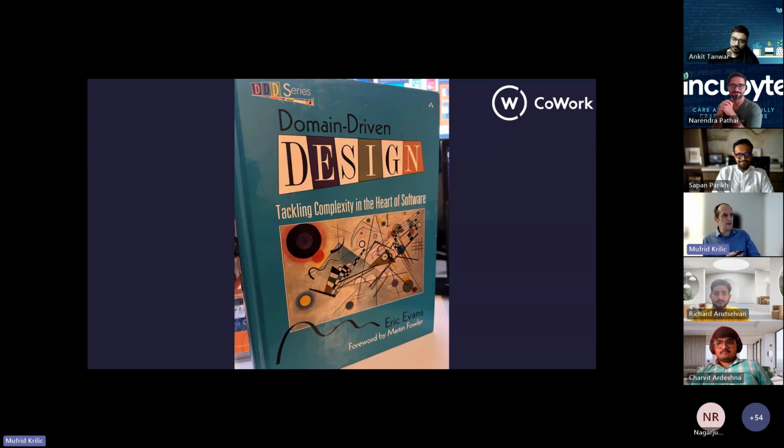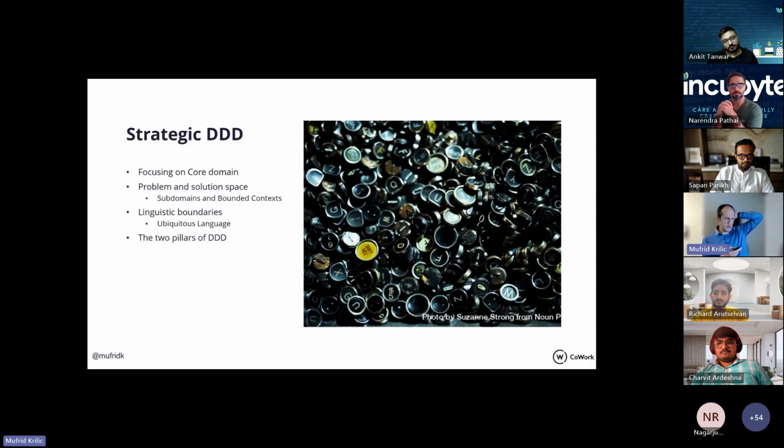On the strategic level, when we talk about domain-oriented and what data different parts of the system own, we have the principles of strategic domain design: core domain, distinguishing between the problem and solution space, and using linguistic boundaries. So let's briefly look at each part.